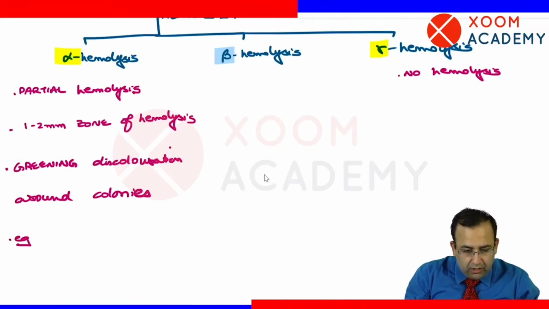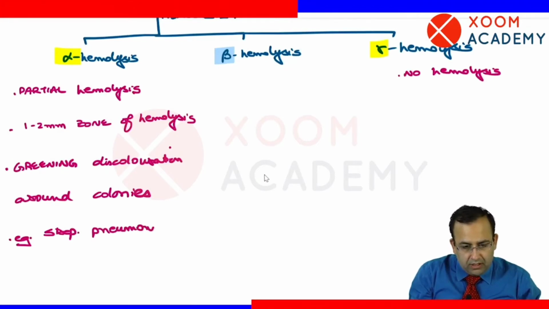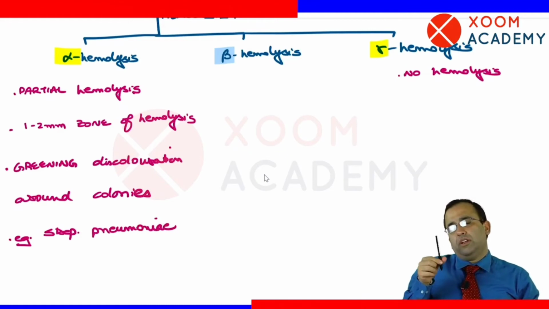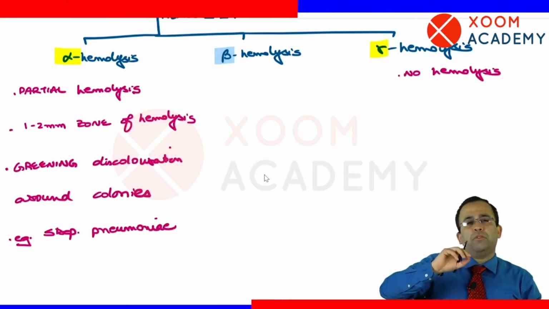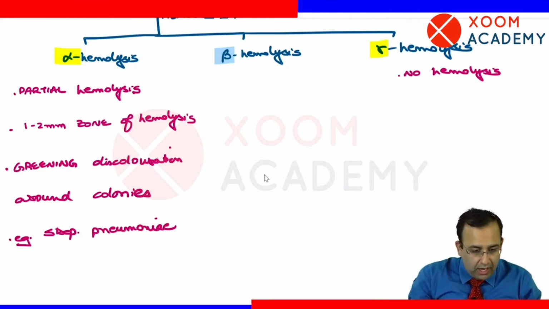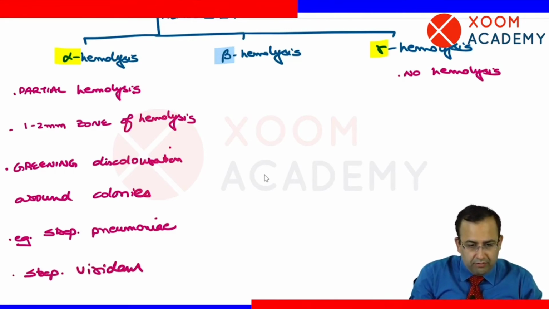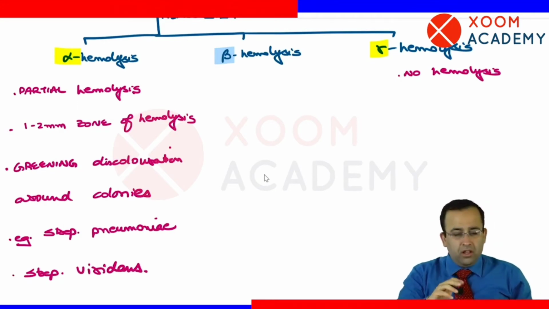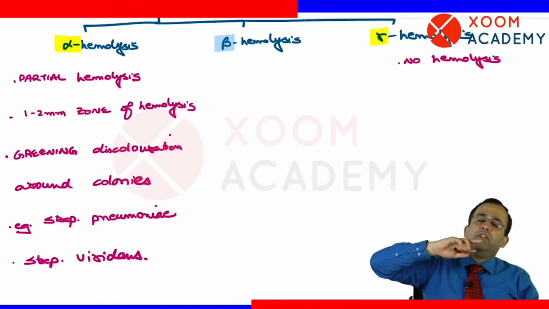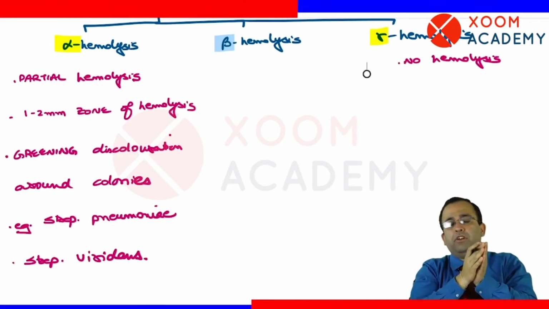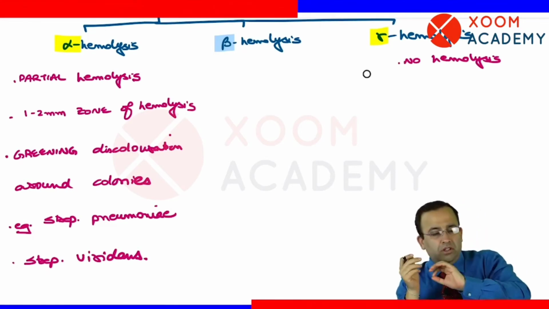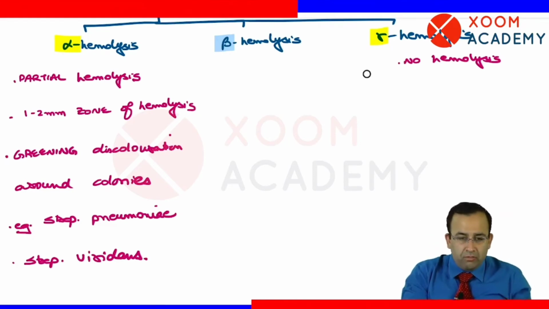Next point, alpha hemolytic streptococci. Examples are Strep pneumoniae. You already know that the most common cause of community acquired pneumonia is Strep pneumoniae. And Strep viridans. You again know this from CVS. Strep viridans is associated with which infective endocarditis, acute or subacute? In acute infective endocarditis, the most common organism was Staph aureus, versus subacute infective endocarditis, where the organism is Strep viridans.